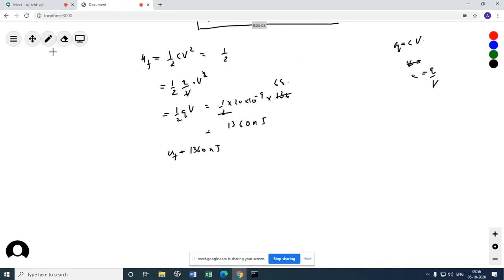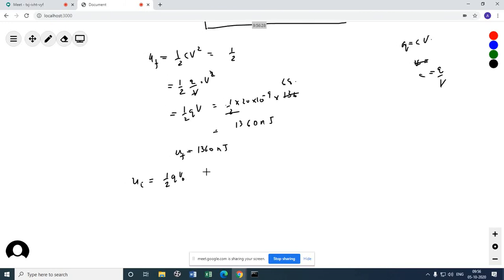What is the initial energy? How will you find the initial energy? I can use half CV squared, but charge will remain the same, so I will use half QV, but this time it is V naught, not V. V naught is the initial 200 volt. So it would be half into 20 into 10 to the power minus 9 into 200. This gives me 2000 nanojoule.